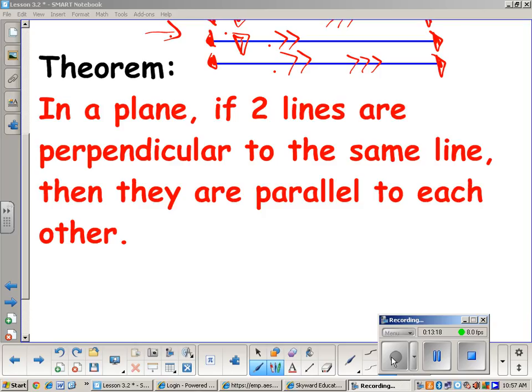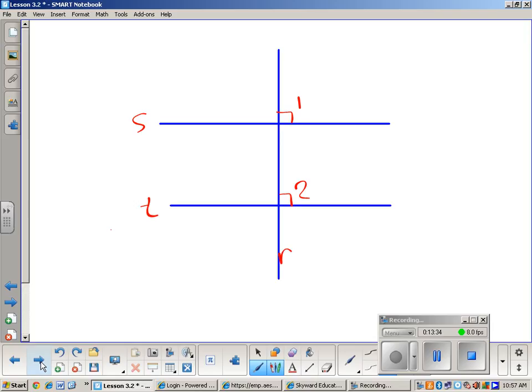All right, let's go to this theorem. It says in a plane, if two lines are perpendicular to the same line, then they are parallel to each other. So let's go to a drawing here, and I want you to put this in your notes, and then this will make more sense. Take a second to write that, and then we'll walk through that theorem.